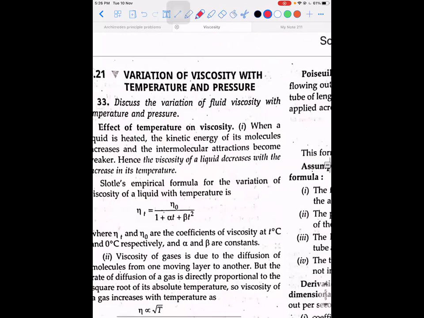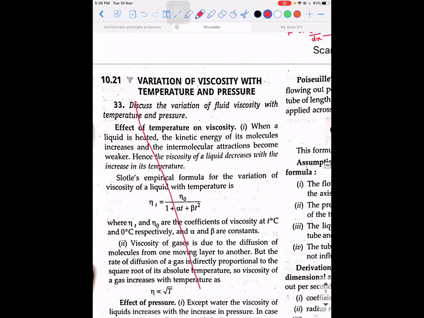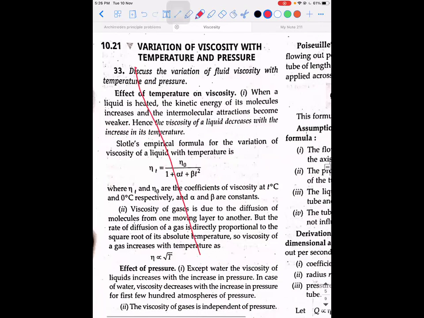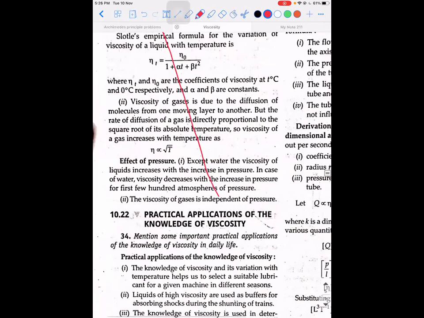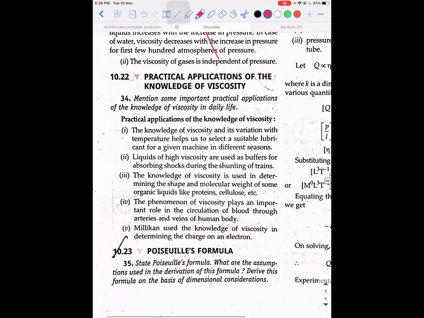Okay. So variation of viscosity with temperature and pressure is not needed for you guys. Okay. So practical application, this also you can read it. This I'm giving it as self-study.